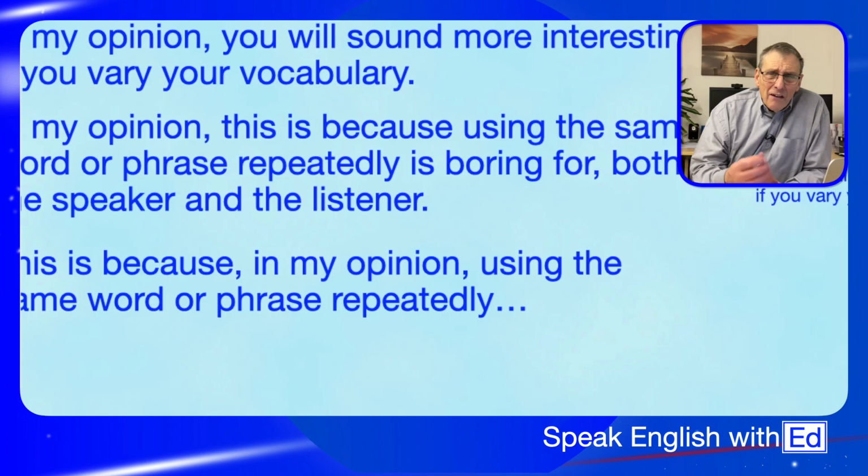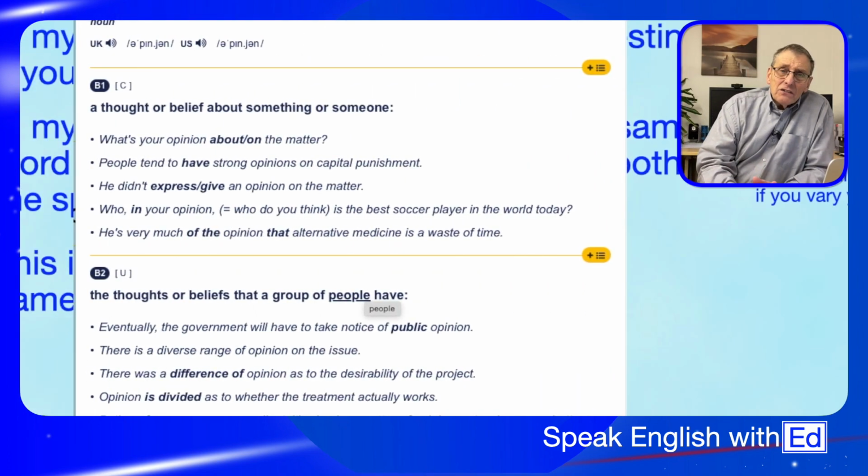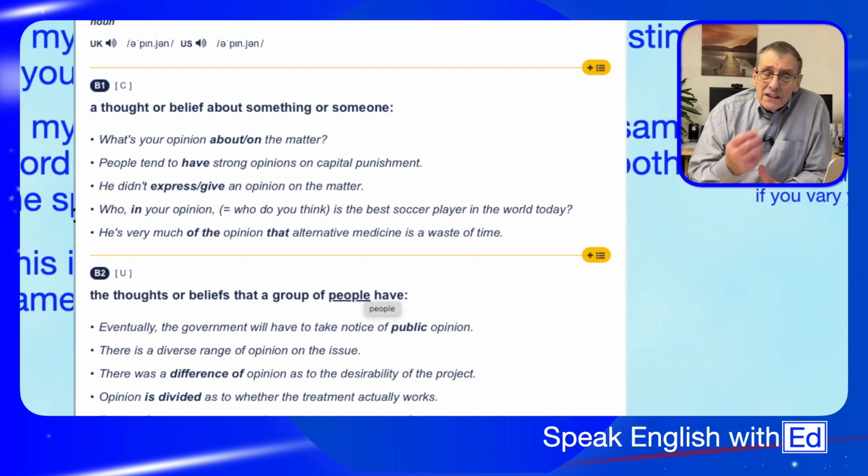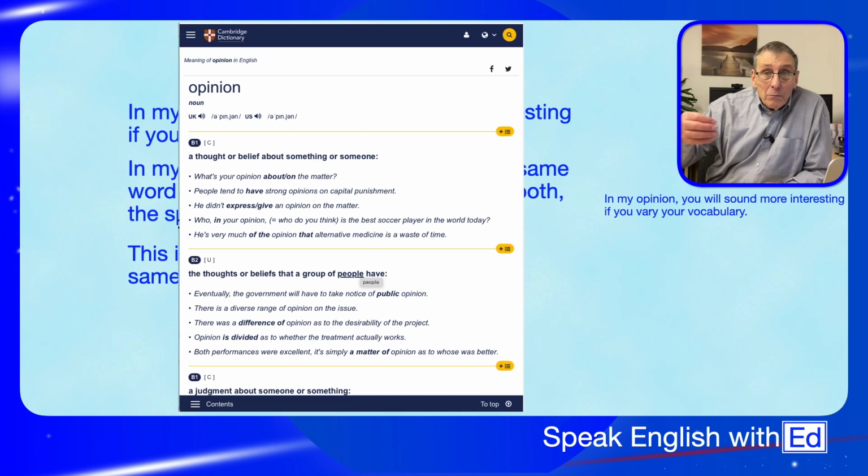So what could I have done to make it sound better? I could have used a different word or phrase that means the same thing. If we look again at the definition of opinion, we see that it says I think or I believe. So I could have said I think that or I believe that, and it would have sounded a lot better.